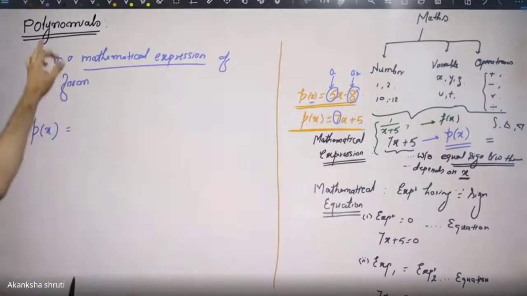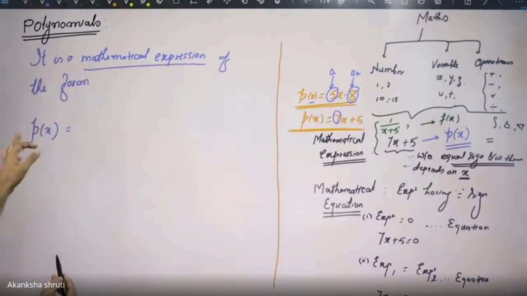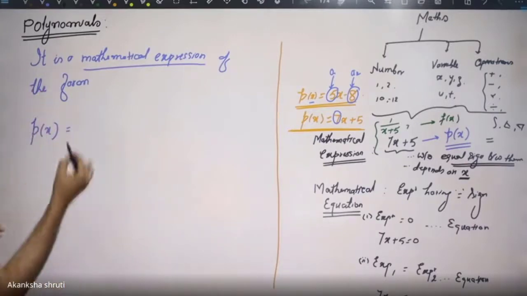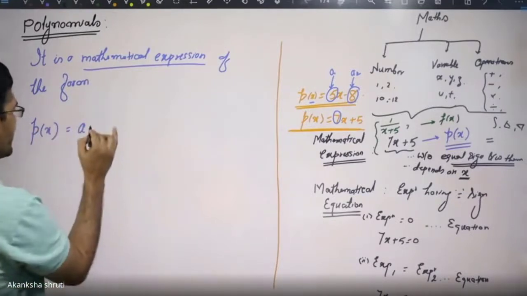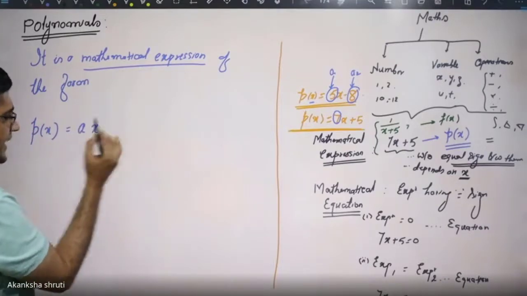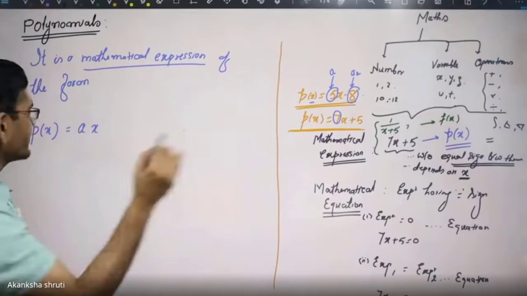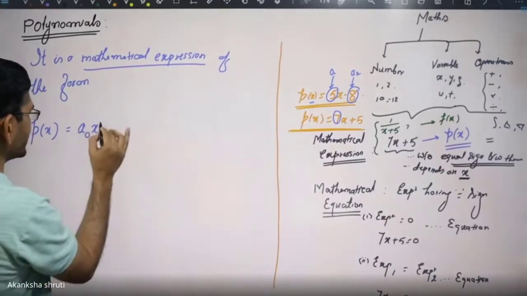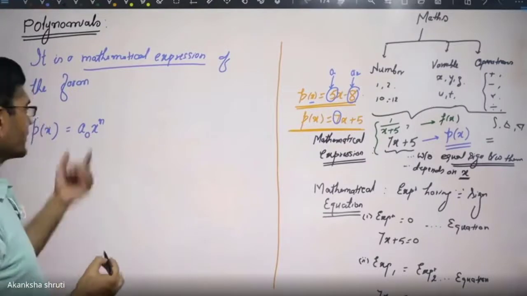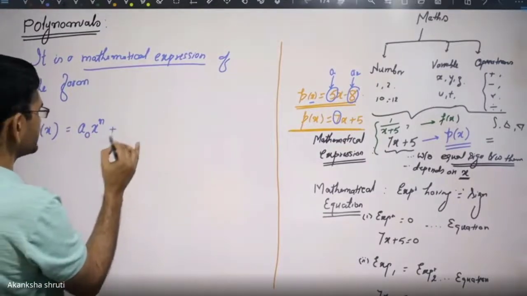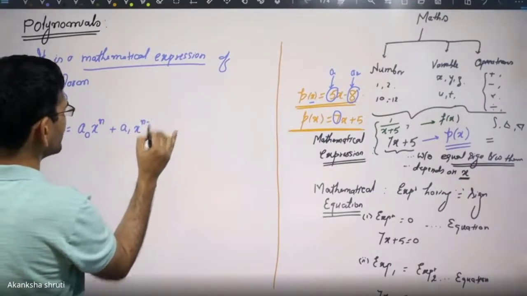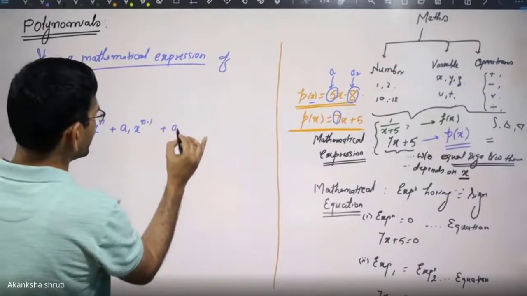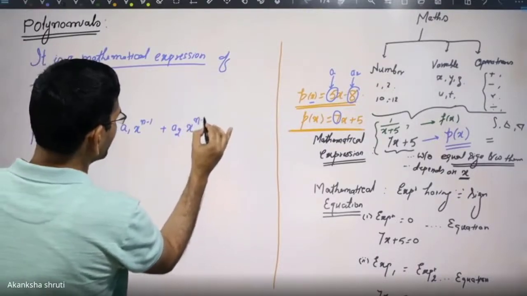So student, a polynomial is a mathematical expression of the form p(x) equals, or a mathematical expression which depends on x in this way. Say first a constant multiplied by x, but this constant and x may have different terms, different powers, meaning different degrees. So we are denoting it by a0 x to the power n, plus a1 x to the power n minus 1, plus a2 x to the power n minus 2.